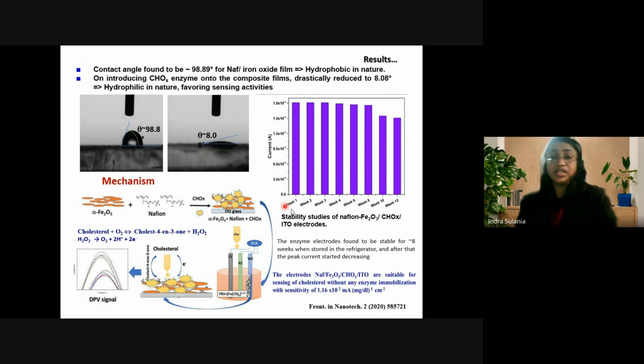And then we did the stability test of these electrodes, and we found that when they are kept in refrigeration conditions, they are stable up to 8 weeks, and then they start degrading. So our enzyme sensor was selective to cholesterol, and the mechanism is given here. You can find more details in this paper.